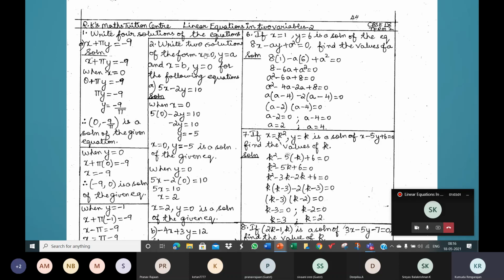So when x is 0, this is one address, x is 0 and y is a, the x and y values. And here this is the other address, x comma y. So for the first one, when x is 0, y is equal to minus 5. This is the solution of the given equation. That is, 0 comma minus 5 is a solution. The point 0 comma minus 5 lies on the graph of this equation.